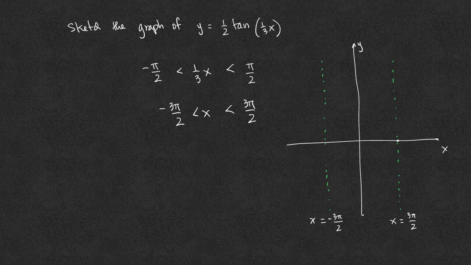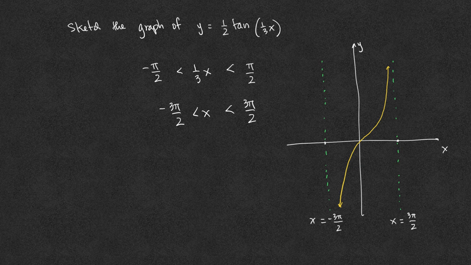The graph of this function is very similar to the graph of the original tangent function, and so we just go ahead and sketch the graph of the tangent function again. Even though this looks like the tangent function, it has the vertical asymptotes of negative 3 pi over 2 to 3 pi over 2.